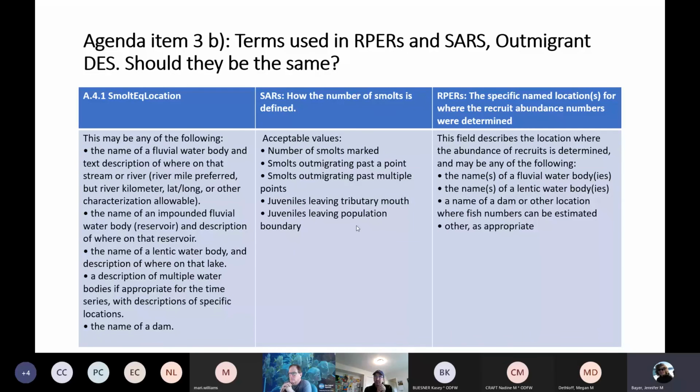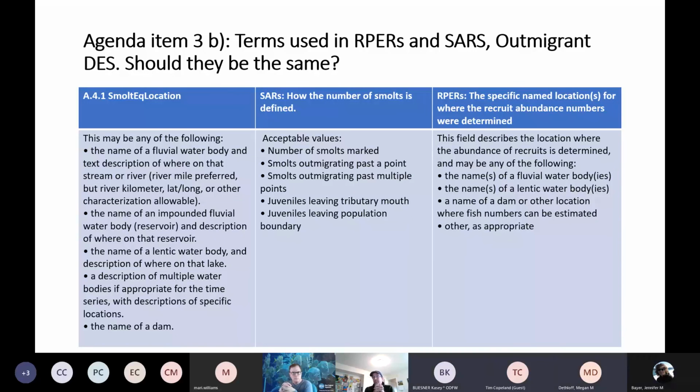So what do others think about the SARS thread here, this term, this particular element of the SARS standard? Is this an issue we should tee up for discussion in the future? Or is this something that we're not really seeing as needed to be discussed at the moment?